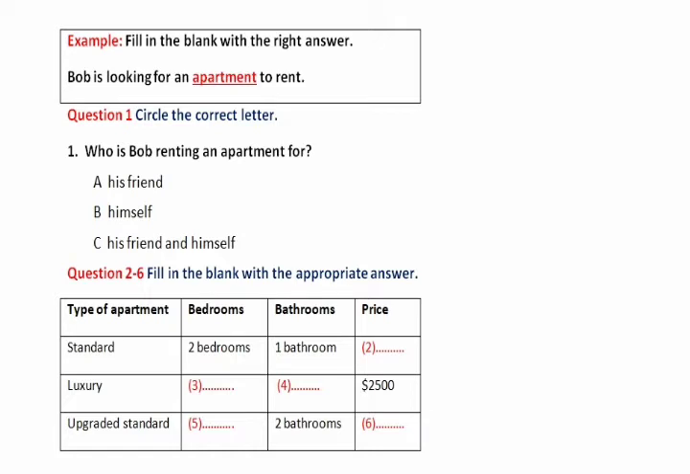Now turn to Section 1 of your booklet. Section 1. You are going to hear a conversation about renting an apartment. First, you have some time to look at questions 1 to 6.